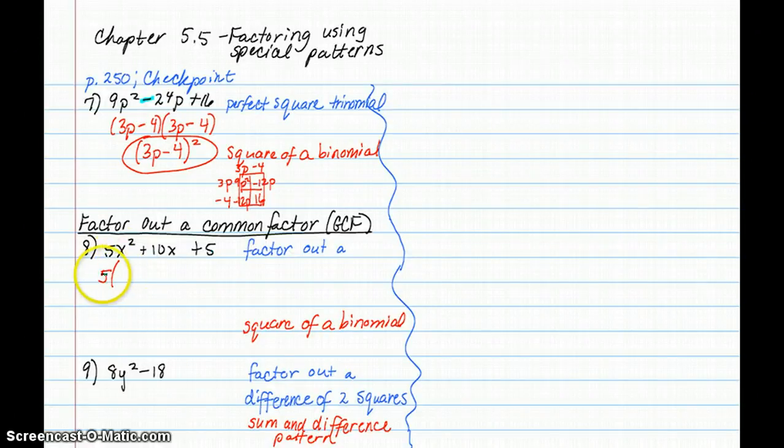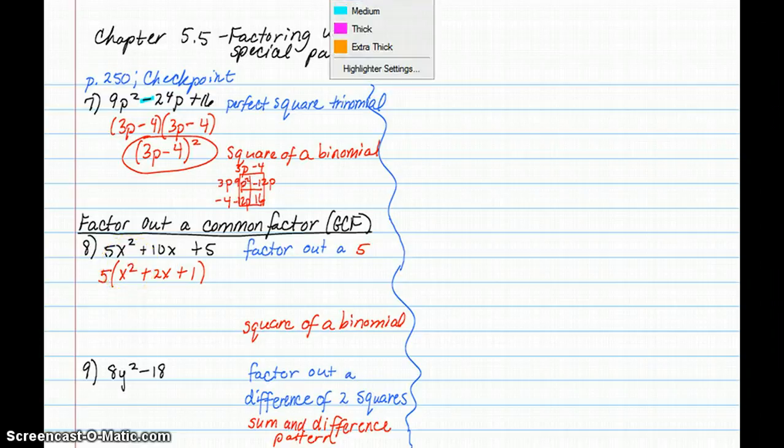And you are going to have 5 times what? 5 times what is 5x squared? Well, that's x squared. 5 times what is 10x? Well, that's 2x. 5 times what is 5? Well, that's 1. Now, if you pay attention, you will see that you have a perfect square there and a perfect square here. And so you know that it is a trinomial with perfect squares in the first and last terms, so it is a perfect square trinomial.